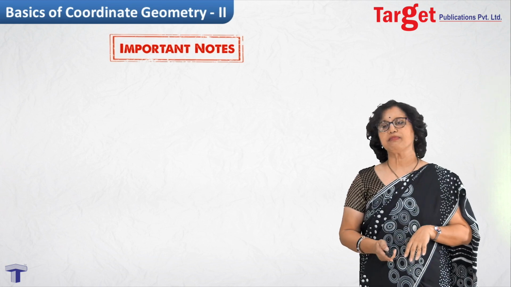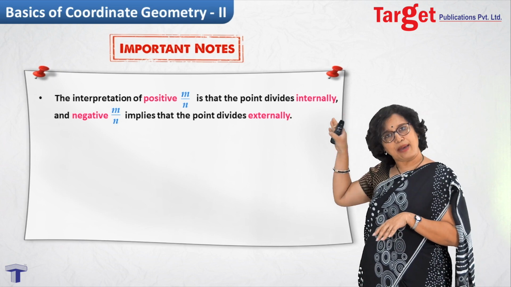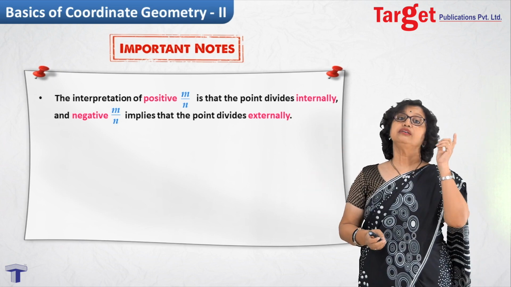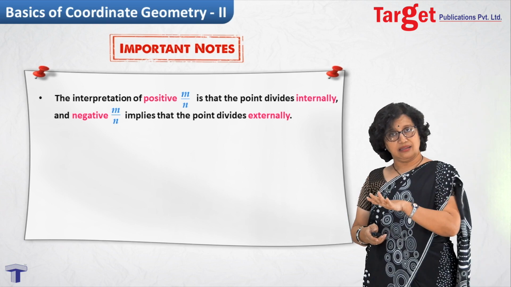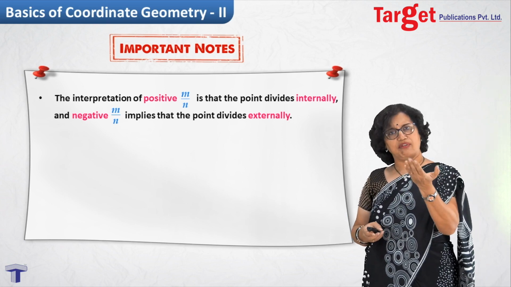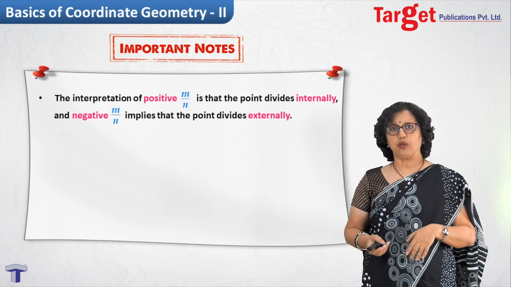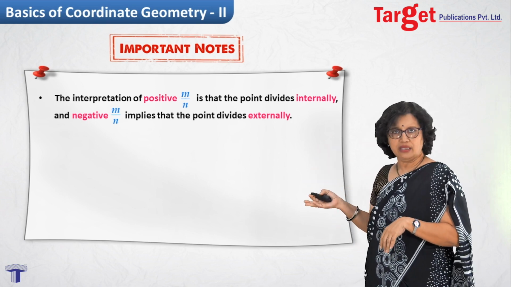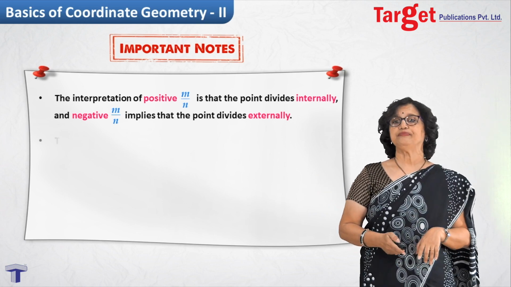First is that if m1 upon m2, or m upon n, the ratio given is positive, that means the point actually divides internally. And if m upon n or m1 upon m2 is given to be negative, then the point divides externally.